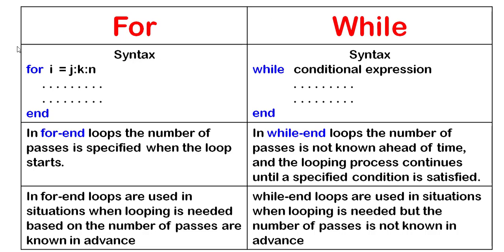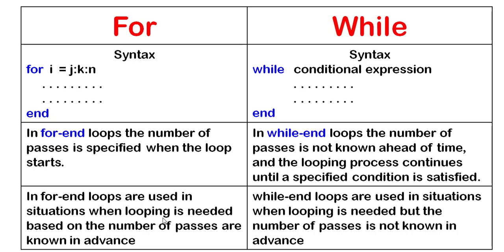And here the dots indicate some MATLAB commands which we have to write, like some logical commands or some conditional commands, some flow of statements, and then we end it. In a for loop, the number of passes is specified when the loop starts. So I am going to specify the loops. For example, if I require n equal to 5, I will mention it initially at the loop itself.